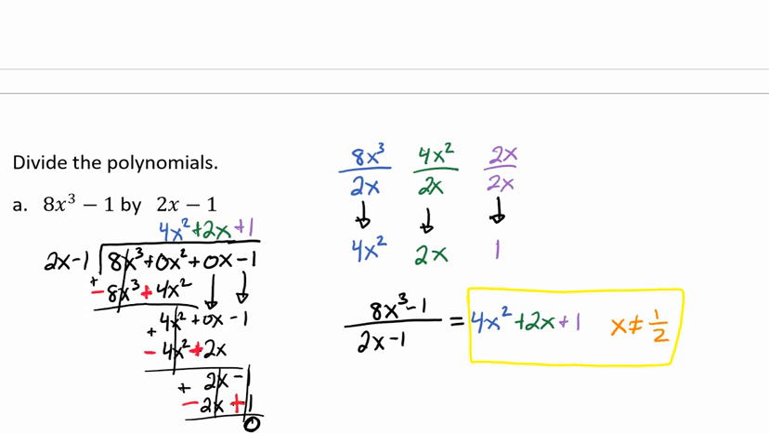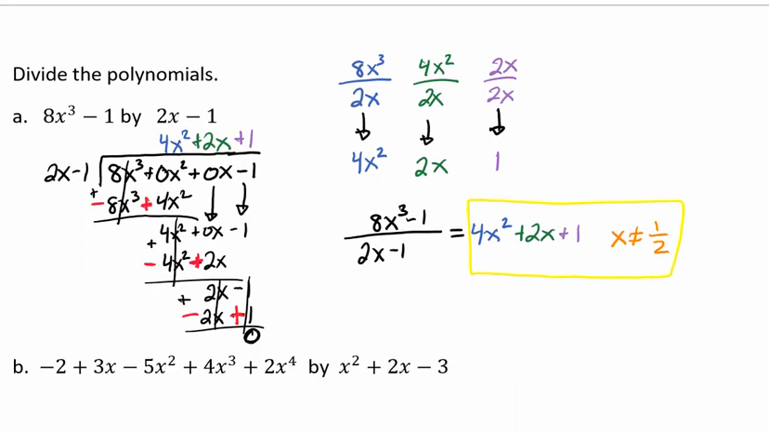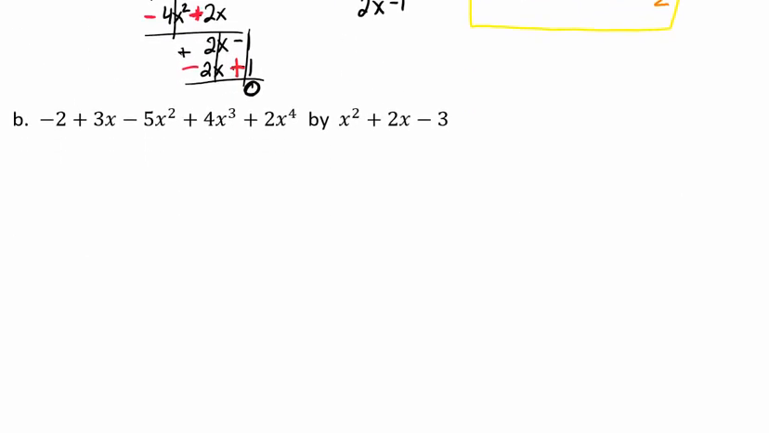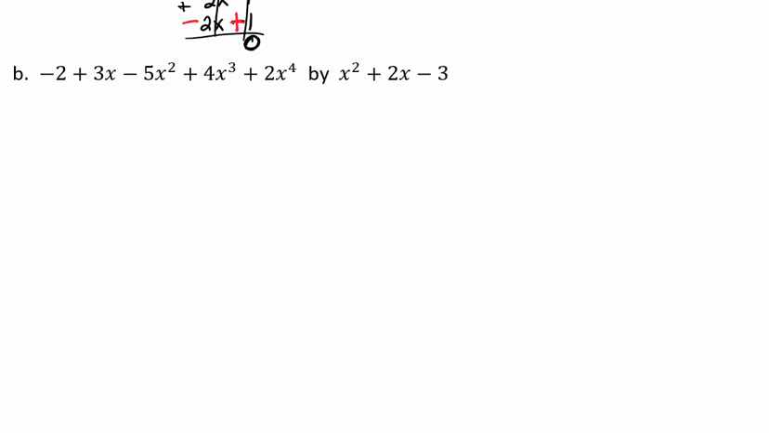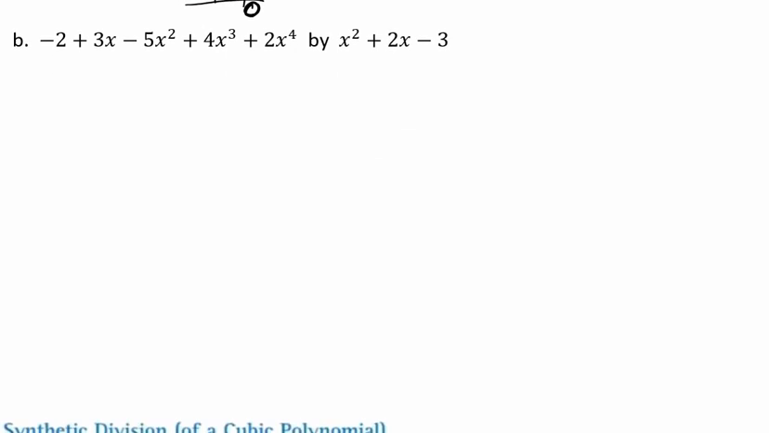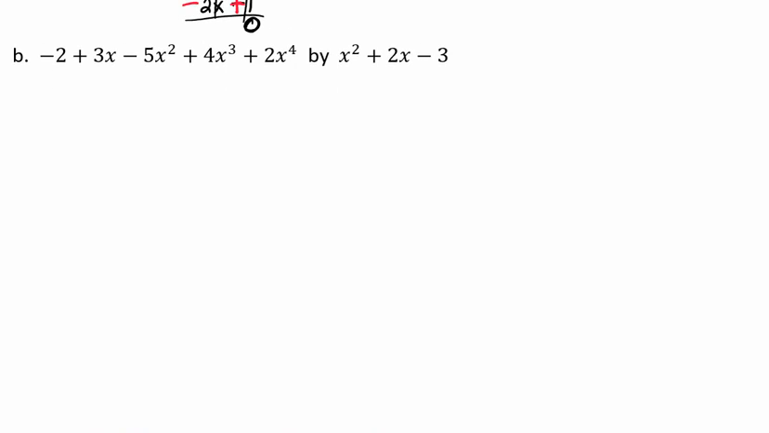So we're going to go ahead and do one more. So this one's a little bit bigger. Here we have 2 plus 3x minus 5x squared plus 4x to the third plus 2x to the fourth divided by x squared plus 2x minus 3. Whew, that's a mouthful. All right, so we're going to start off by rewriting this first one.